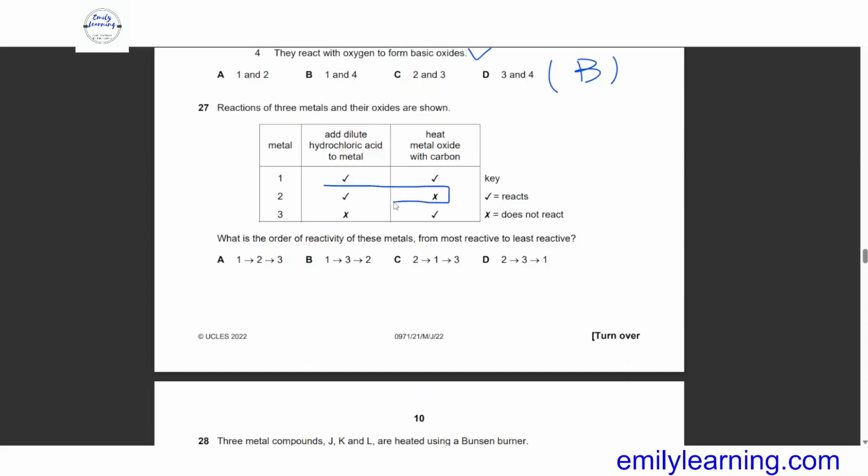So 2 is the most reactive. Next, the one that reacts with acids and also with metal oxide is the next more reactive one. And finally, if it doesn't react with hydrochloric acid, it's below hydrogen in the reactivity series. So it's the least reactive. So it's 2, 1, 3. So the answer is C.